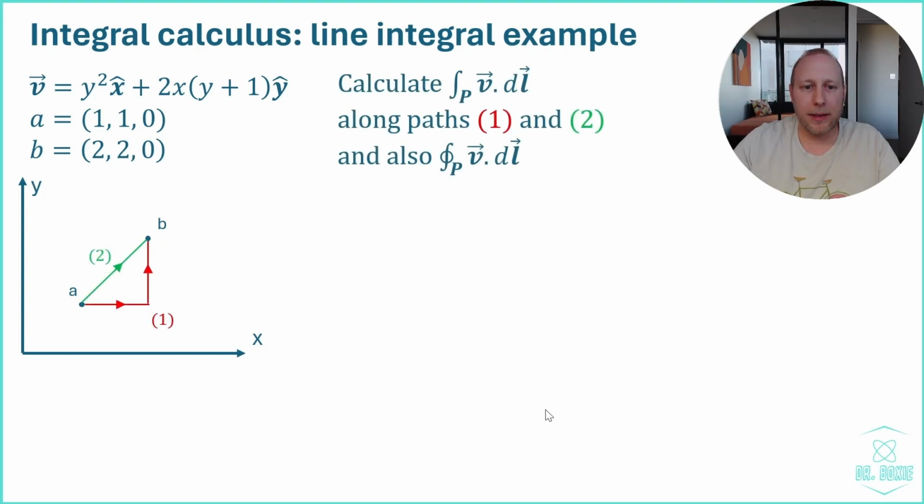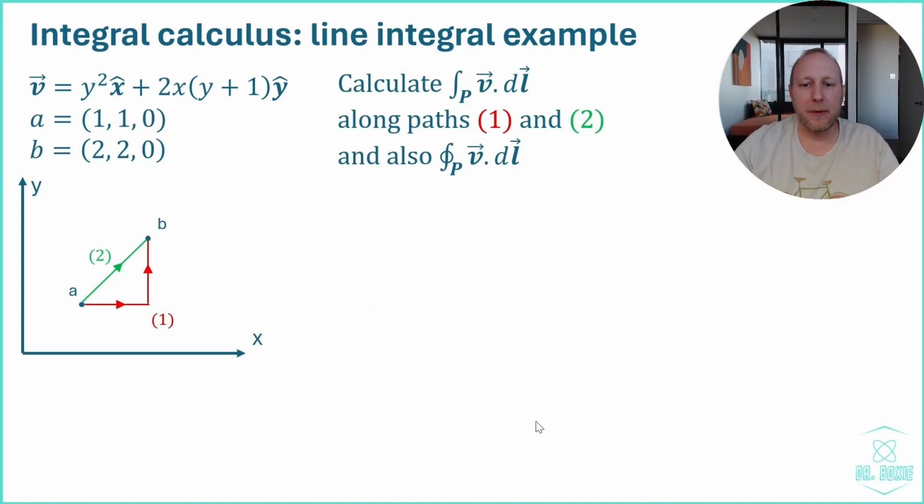The red one, path number 1, going from A first to the right horizontally and then vertically upward to B, and path 2, which will be a diagonal line, the green one, going directly from A to B. For these two paths, we want to calculate the line integral. And once we did that, we also want to calculate the closed line integral of V, going from A to B along the red line and then going back from B to A along the green line.